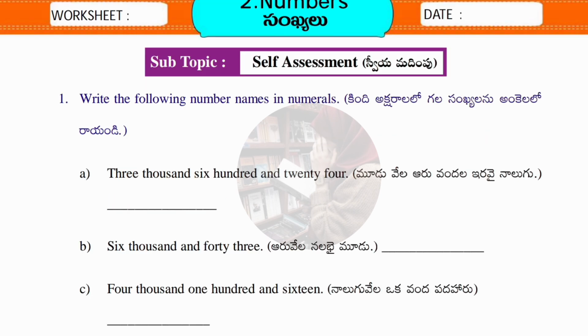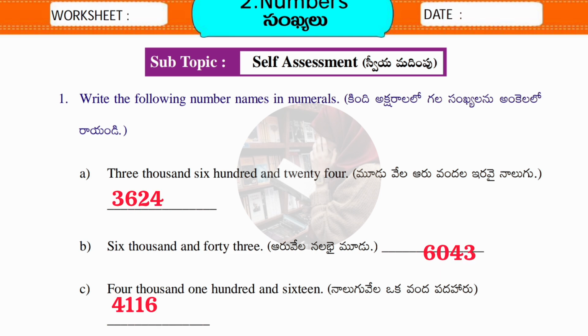Okay, so let's see. First question is, write the following number names in numerals. Here fill in the blanks are given in which we have given the numbers in word form. Now what we have to do is write them down in number form. Let's see. First one is 3624. You can write it down as 3624.